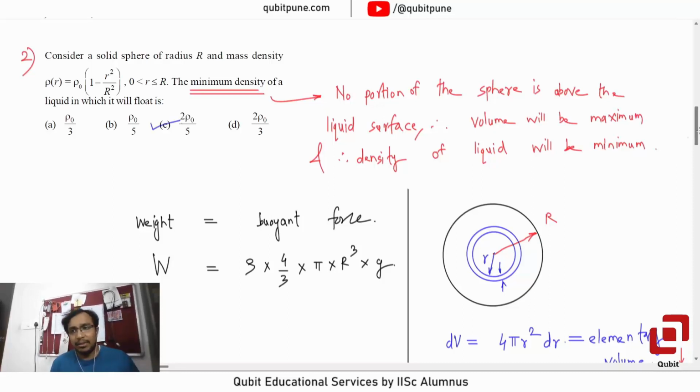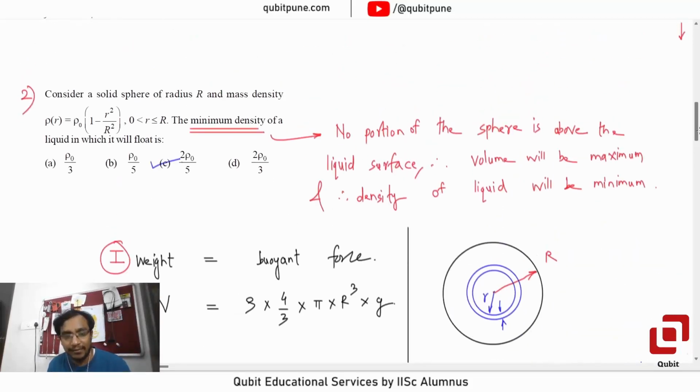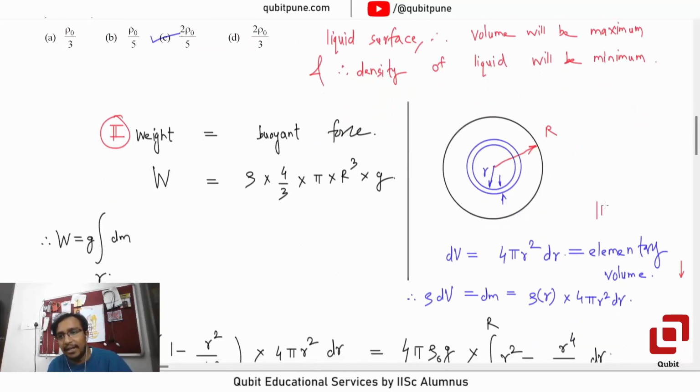According to me, there are three critical points in this problem. First, for minimum density, the volume of the sphere inside the liquid should be maximum. Second is the Archimedes principle, that weight is equal to buoyant force, which most of you will guess if you are familiar with it. Third is finding the mass of the sphere by considering the elementary mass or elementary volume.